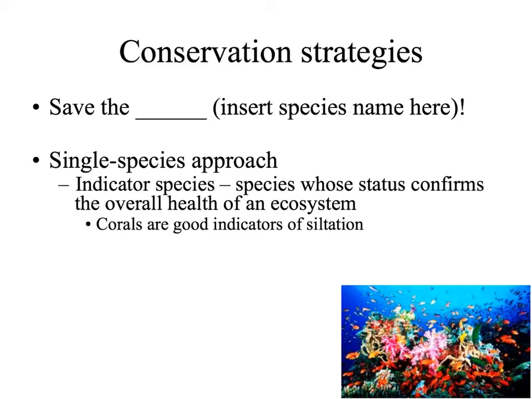One is an indicator species. These are groups whose presence confirms the overall health of an ecosystem. A good example of this would be corals in the coral reefs. If the corals are flourishing, we know that the water quality is high and there is no pollution and no problems in that ecosystem.